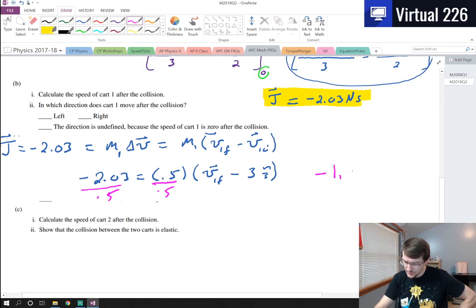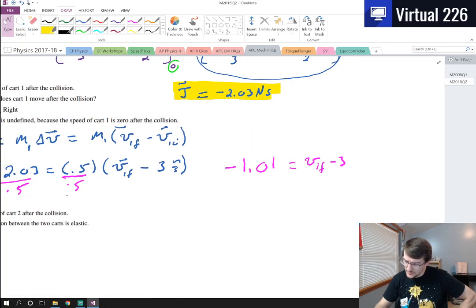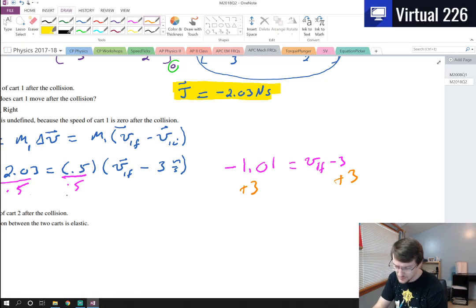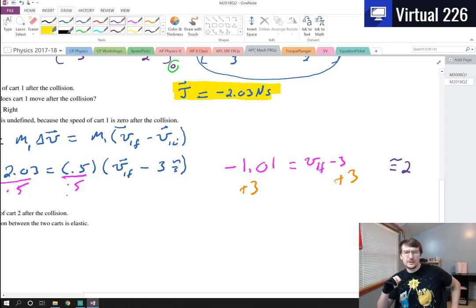That's negative 1 point, we'll just call that 0.1 for now. Our calculator will get it later. And that equals V1F minus 3. And then we can add 3 to each side. That'll give us, what is that, about 2? Does that seem about right?